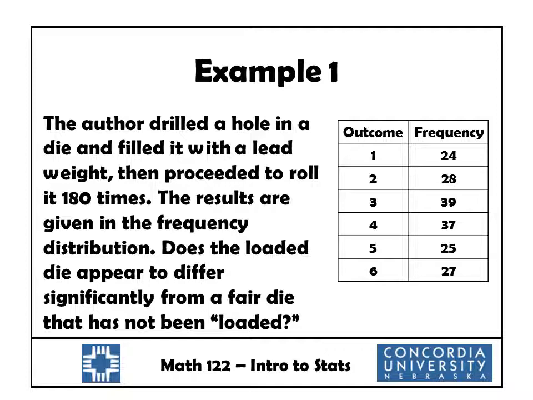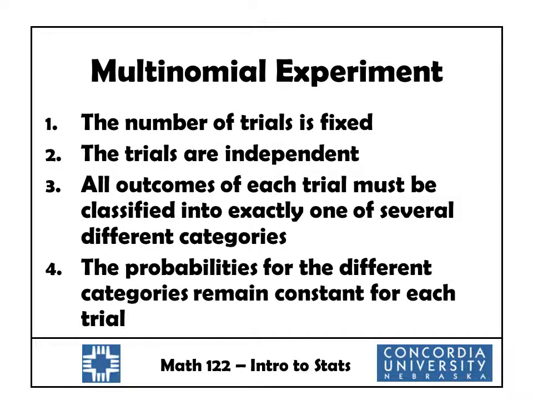Well, before we try to answer that question, we need to define a term and then make a couple of observations. When we roll a die like this, we have an example of what's called a multinomial experiment. Now, back in chapter 4 when we talked about binomial distributions, we talked about a binomial experiment. In a binomial experiment, we had two outcomes, success or failure. A multinomial experiment is going to have more than two outcomes.